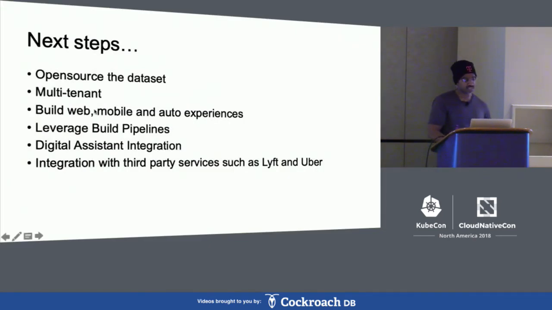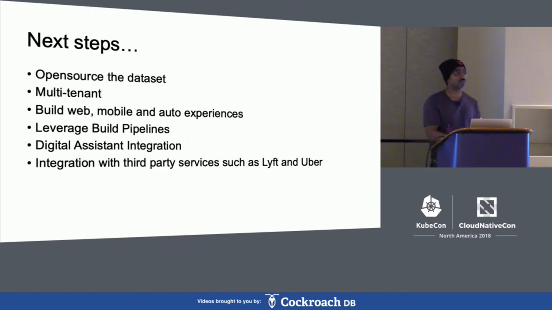So in terms of next steps, we want to open source the data set. We want to make the service into a multi-tenant application, with T-Mobile being the first tenant. Every retail customer has this scenario, right? The store finder is pretty common. We want to build web, mobile, and auto experiences on top of it, so you can interact with the service using any of those mechanisms.